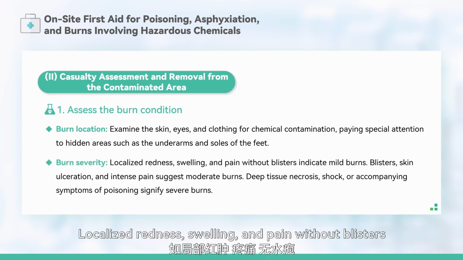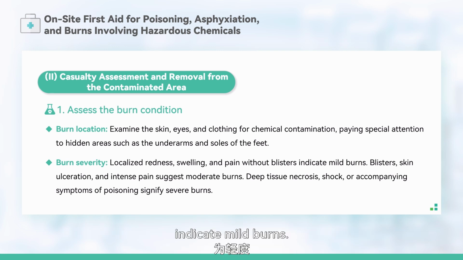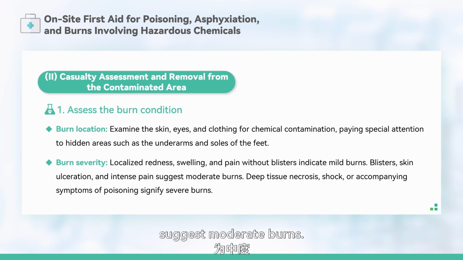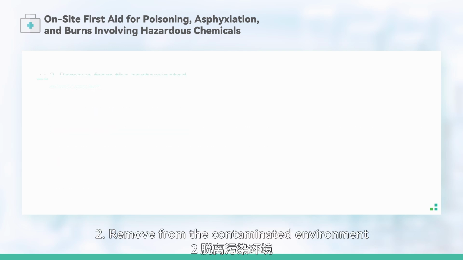Burn severity. Localized redness, swelling, and pain without blisters indicate mild burns. Blisters, skin ulceration, and intense pain suggest moderate burns. Deep tissue necrosis, shock, or accompanying symptoms of poisoning signify severe burns. 2. Remove from the contaminated environment.